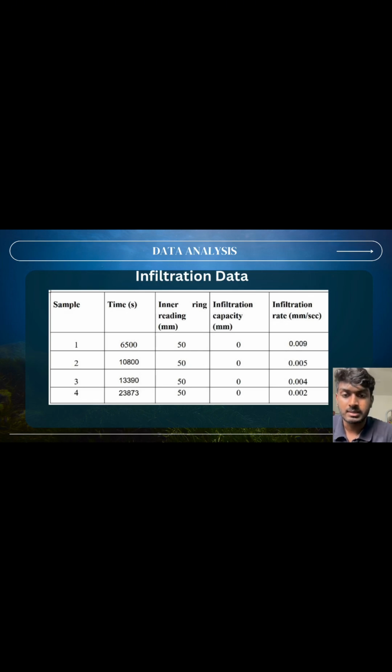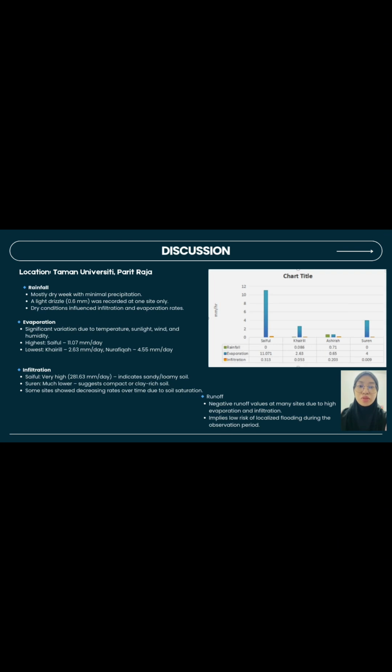saturated during the test. Assalamualaikum, my name is Nurafika Ashira binti Rosi, metric number 0230045. During the observation week, the weather was mostly dry with almost no rainfall, and only one location, which is Cairo, recorded a small amount of rain, which is 0.6 mm, showing that rainfall was very limited and scattered.